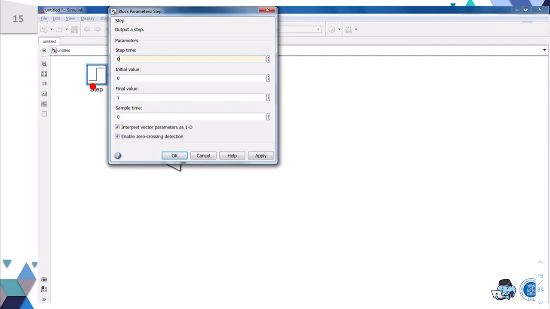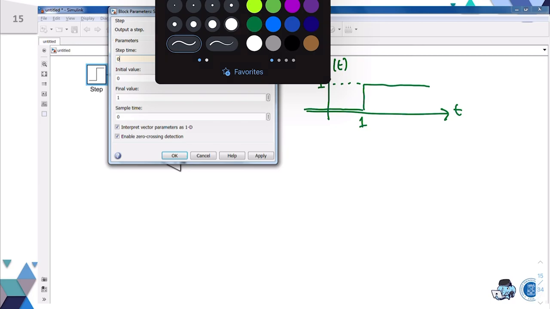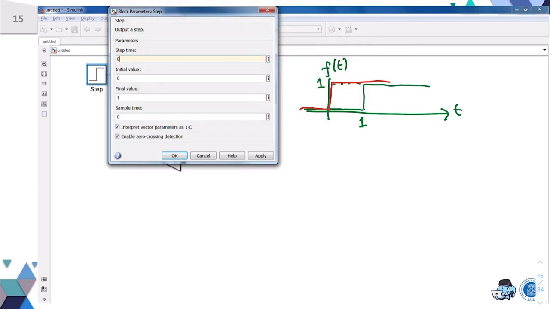You need to customize this by changing the stepping time. By default, the stepping time is at t equal to 1 second. This is f(t). So the default function provided by MATLAB is something like this, which means that it is stepping at t equal to 1 second. Meanwhile, our simulation requires a unit step that is stepping when t is equal to 0, which means that this is what we want, the red one.